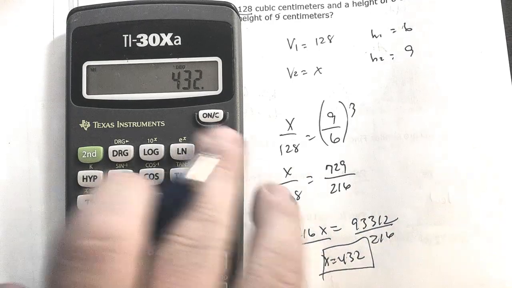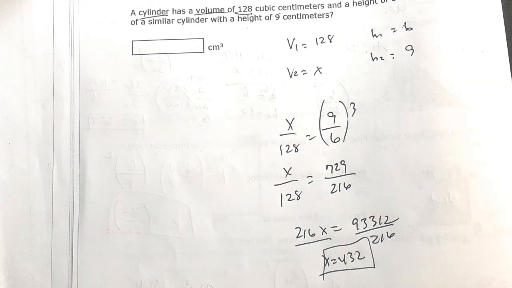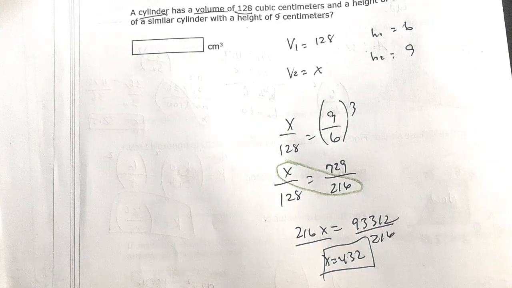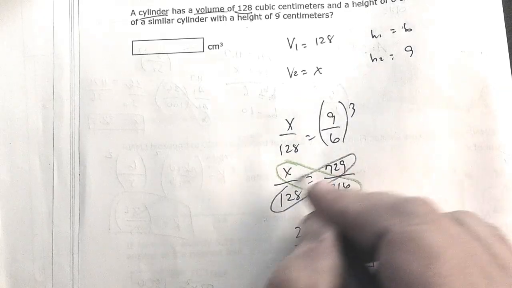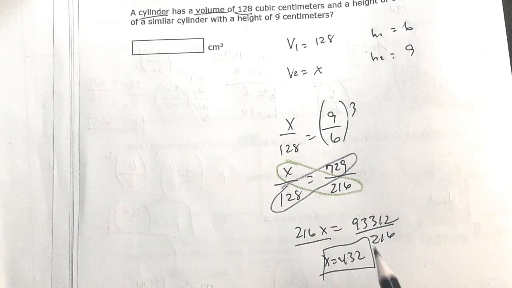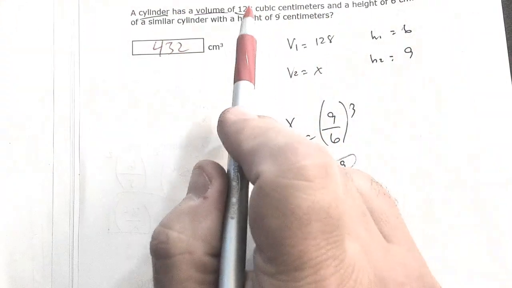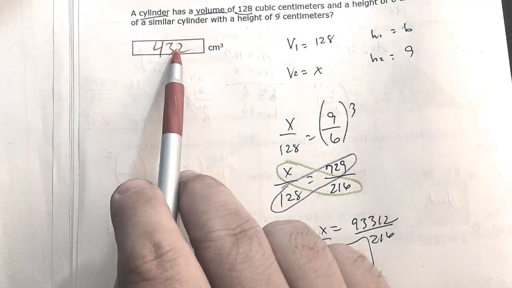I want to make sure we're okay here before I finish up. This is almost the end of the video, so just bear with me another 10 seconds. So we cross multiplied here. That's how we got 216x here. And then 128 times 729 gave us 93,312. We do all that, and we see that this guy is 432. So this one was 128 with a height of 6. So add 3 more inches of height, and you ended up with 432.